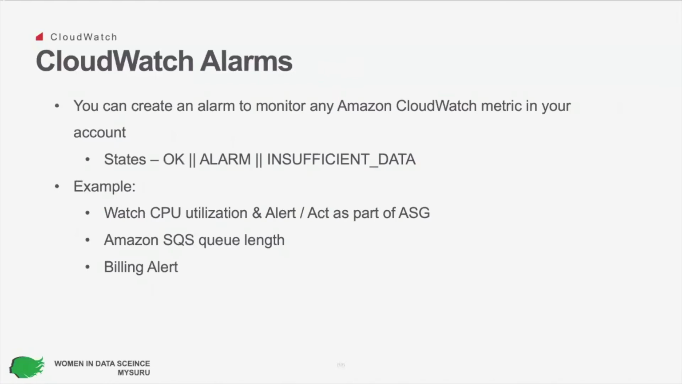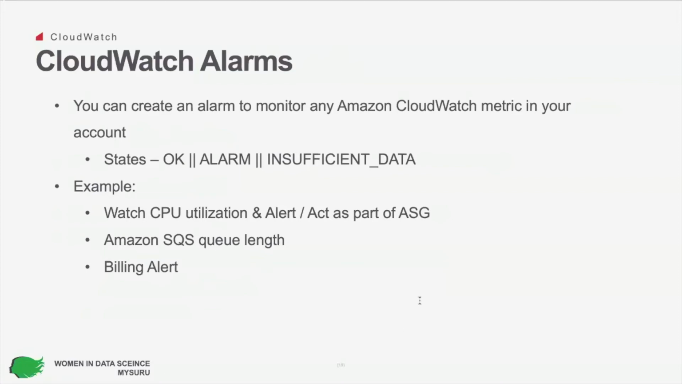Next, we will move on to CloudWatch alarms. You can create an alarm to monitor any Amazon CloudWatch metric in your account. The default states that you get are OK, alarm, and insufficient data. Only in the alarm state, when the data matches the condition, will you get an alarm.